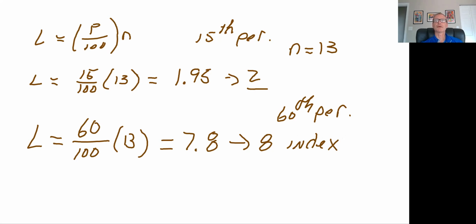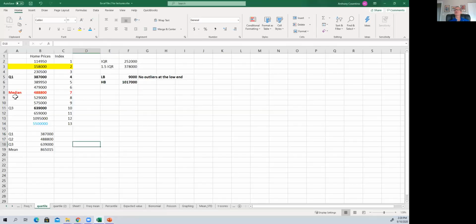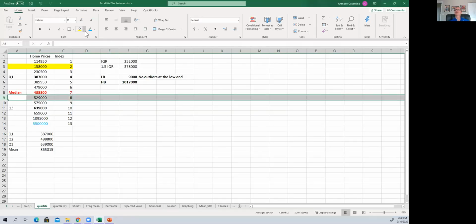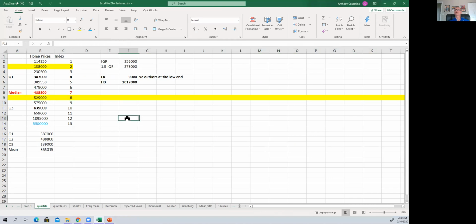So we go up to screen 2. And what is the 8th position? It's right here. And you should think that that would be. So I'll highlight that in yellow. So that would be our 60th percentile would be $529,000 for that. So that's how you, given a percentile, find what value of the data point is that percentile. Well, what we're going to do now is show you the other calculation.